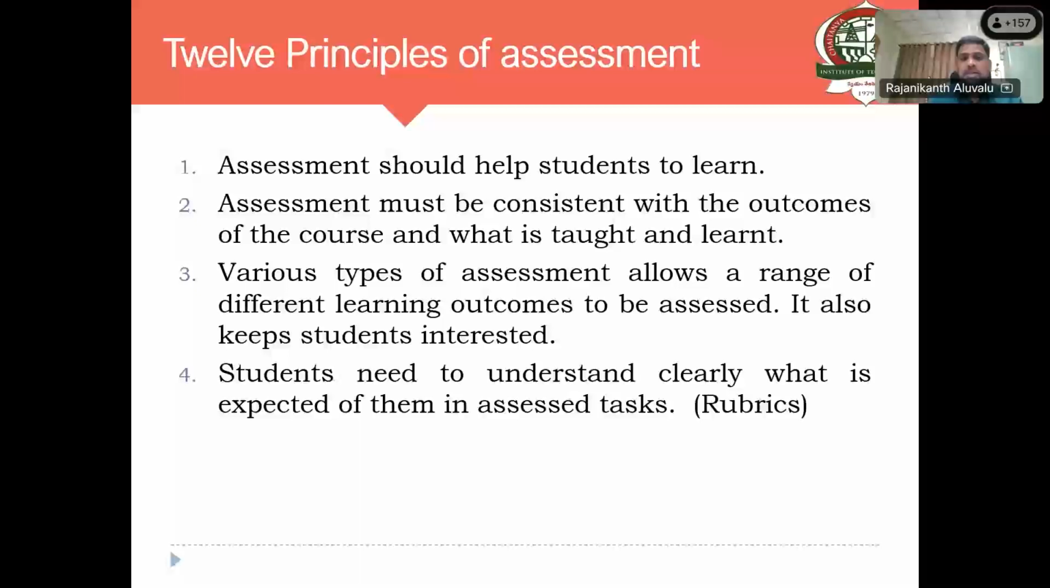The next principle is students need to understand clearly what is expected of them in assessed tasks. That's what I'm saying. The assessment should be transparent. The student should know your expectation. Never give some assessment which is a closed one and which makes the student understand only when that particular questionnaire is in their hands. They need to know well in advance, right?